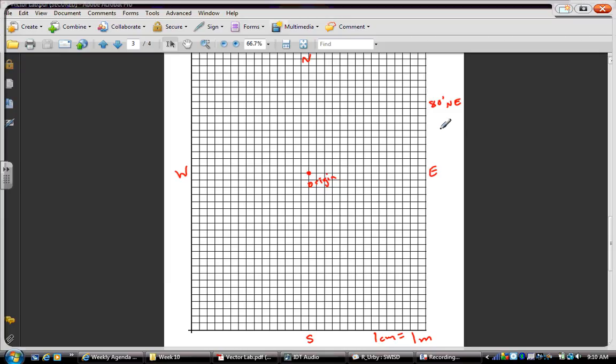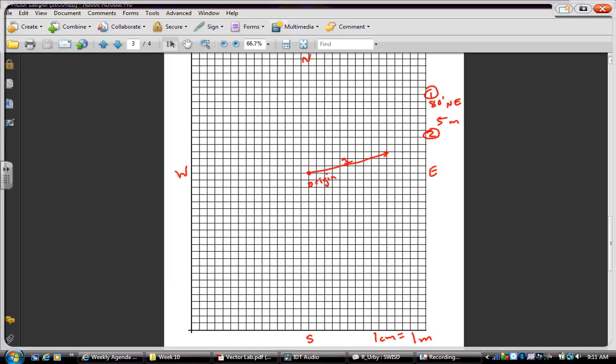So I draw it out. Now let's say that the distance was 5 meters, because I said the minimum had to be 5 meters. So this is our first vector. So I'd use my ruler, measure out 5 centimeters, because 5 centimeters would equal 5 meters, according to our scale. It's at an angle here of 80 degrees, which is what we measured, northeast. And then I would write out a little 1 by here, so that people would know that the first vector was this one right here.